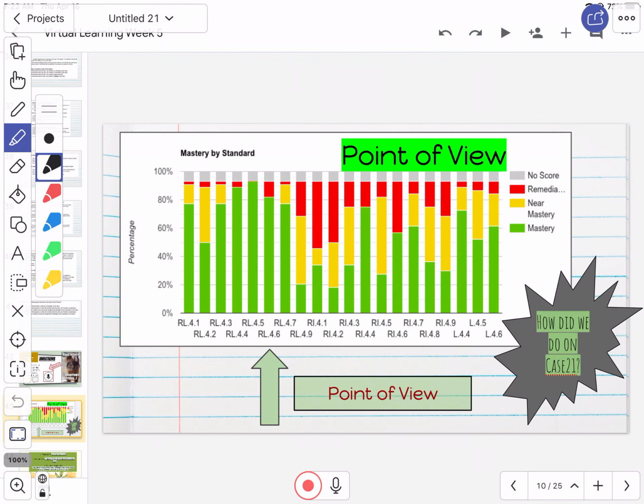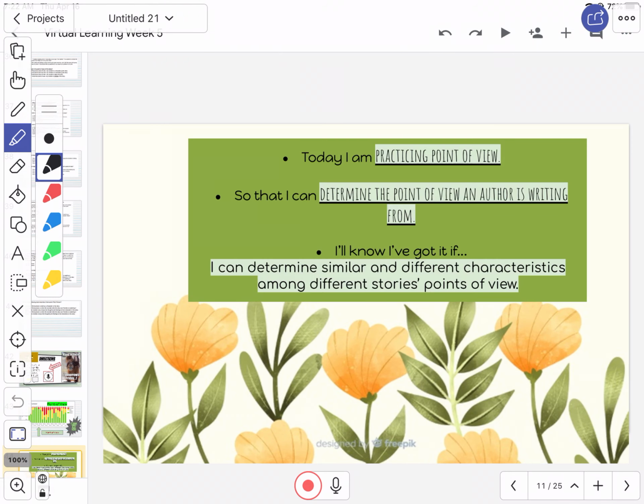Okay, we are working on point of view again today, and we will know that we have got it if we can compare and contrast two stories that are told from different points of view and be able to talk about the different characteristics that they have because of the point of view. Okay.